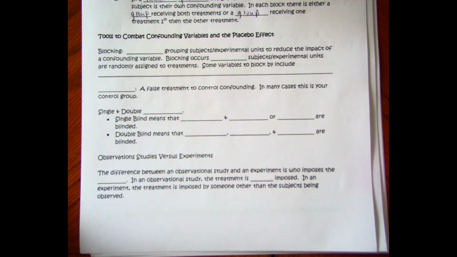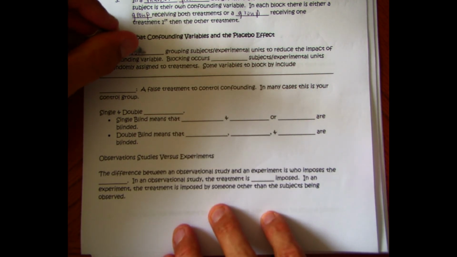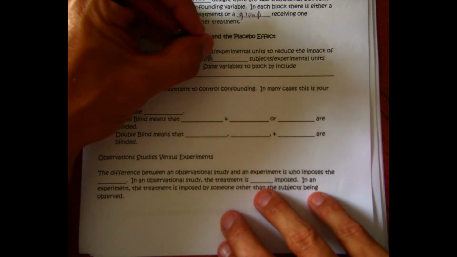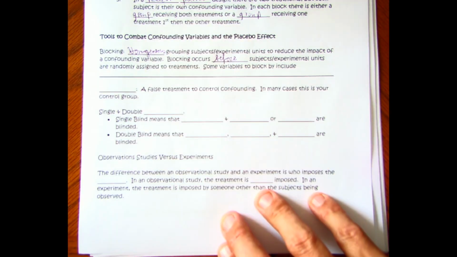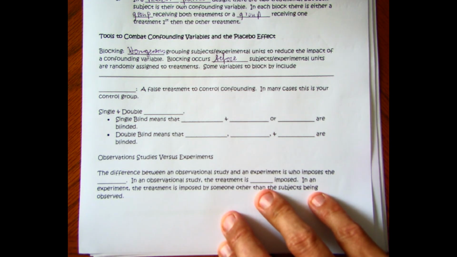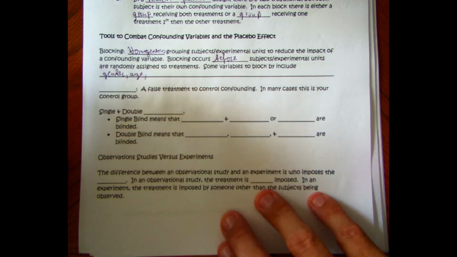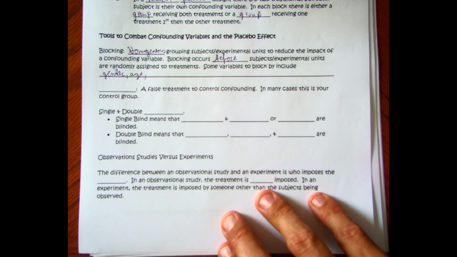Okay, so tools to combat confounding variables and the placebo effect. The first one is blocking. Okay, and blocking is homogeneous grouping of subjects or experimental units to reduce the impact of a confounding variable. Blocking occurs before subjects or experimental units are randomly assigned to treatments, and we've already talked about variables. Gender is a popular one. Age is a popular one. Okay.